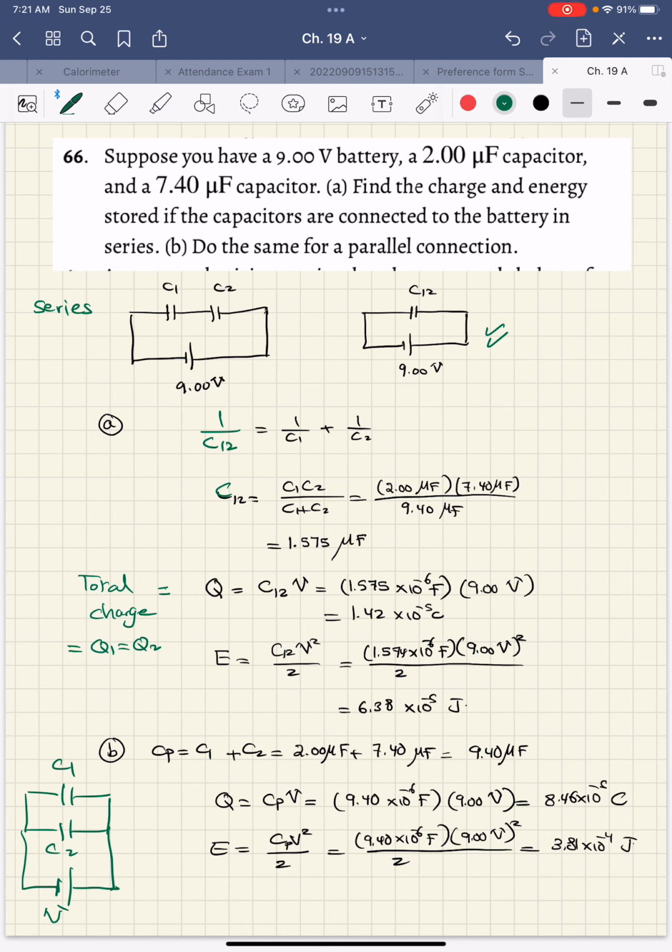And you can see here that the total amount of energy is more when we are connecting in parallel.